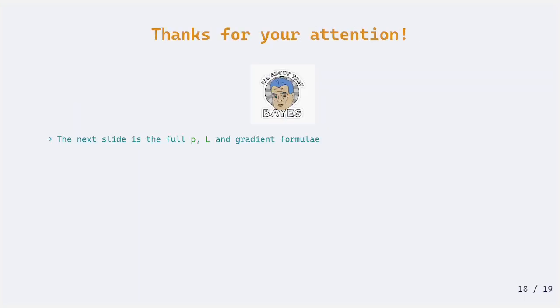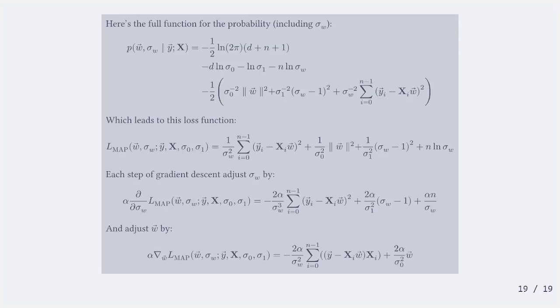So thanks for your attention. I've sped through this a little bit, and on the next slide I've got the full horrible formulae for gradient descent, including all the constants and sigma w, and the probability distributions and stuff. So I can talk through those if you want. More importantly though, are there any questions? Is there anything where you're like, what the hell, Hux, what are you doing? Is there anything you need me to go back and elaborate more on?